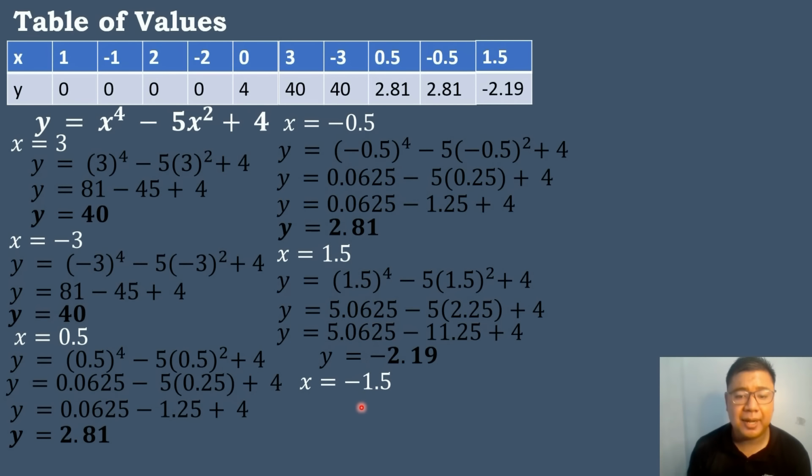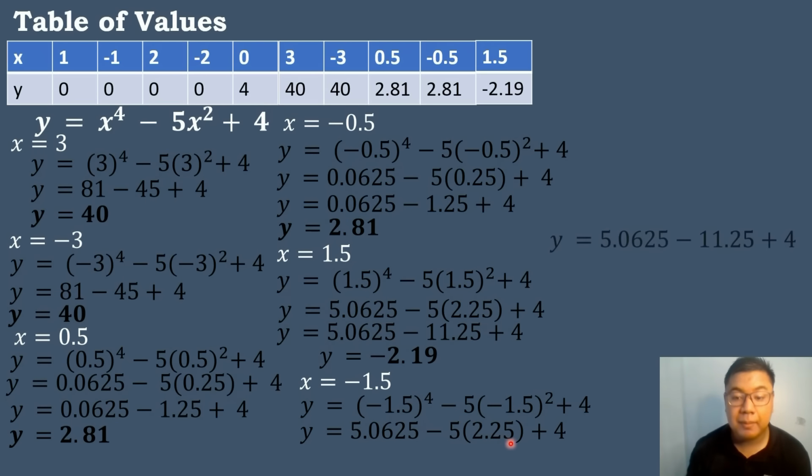And then let's have negative 1.5, because it is in between negative 2 and negative 1. So we will substitute again. We have negative 1.5 to the fourth power minus 5 times the quantity of negative 1.5 to the second power plus 4. Then we will simplify. So we have y is equal to 5.0625 minus 5 times 2.25 plus 4.